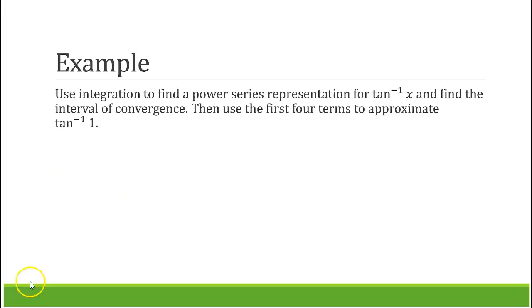In this next example, we're told to use integration to find a power series representation for tangent inverse of x and find the interval of convergence. Then use the first 4 terms of the power series to approximate tangent inverse of 1. Now this problem is a little bit trickier because we're not told specifically what to integrate. It's just use integration to find a power series for tangent inverse of x. So we have to know our relationships between functions and their derivatives and their integrals.